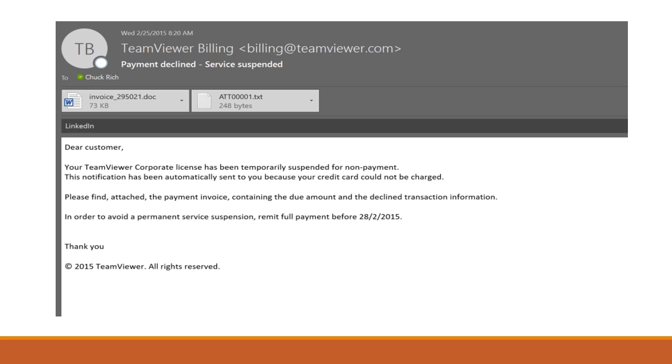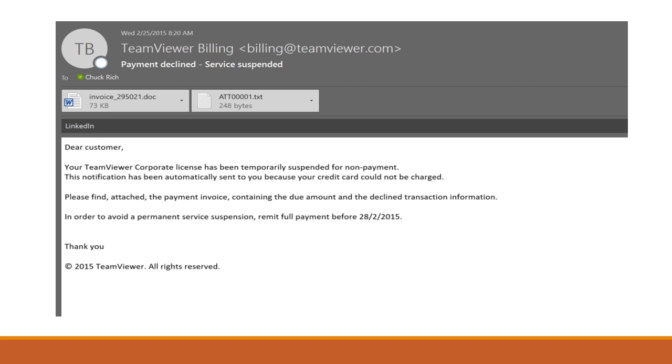Here we have another example of an email from TeamViewer. TeamViewer is a remote access software company that people use to remotely access systems within their network. So right there, you can ask yourself the first question: do I do business with TeamViewer? Do I have a TeamViewer account? And if you look at the subject line, it's pretty threatening. Here's the threatening part of the email: payment declined, service suspended. So they're threatening you. They're telling you that your account's about to be closed, and they send you a Word attachment.